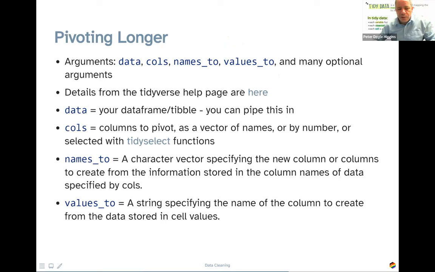The details are on the tidyverse pages here, and somebody should be able to click through and see this link or share it in the chat. Data is your data frame or tibble. You can pipe this in. Cols are the columns to pivot, as a vector of names or by number or selected with the tidy select functions. Names to is a character vector specifying a new column or columns to create from the information stored in the column names. And values to is a string specifying the name of the column where you should put the data stored in the cell values.